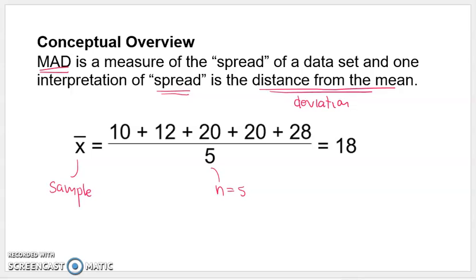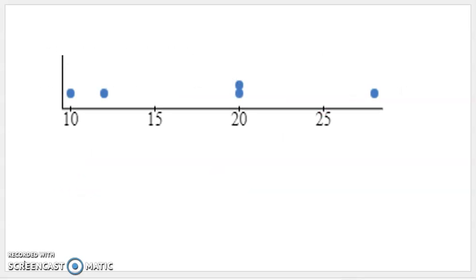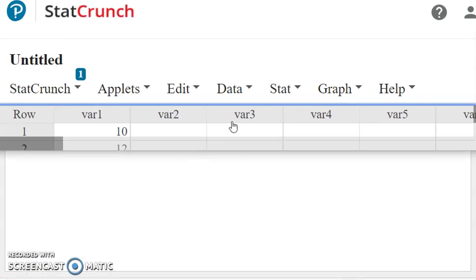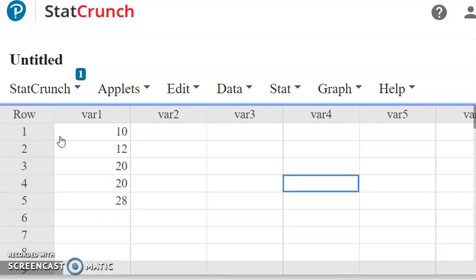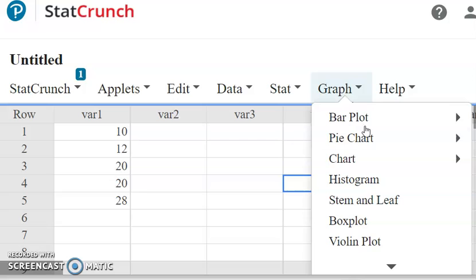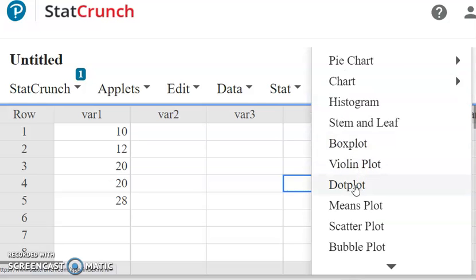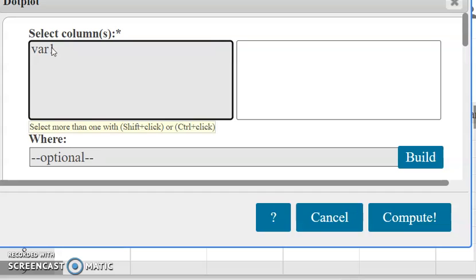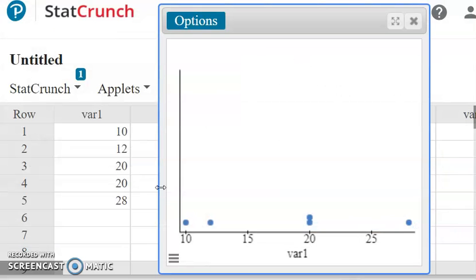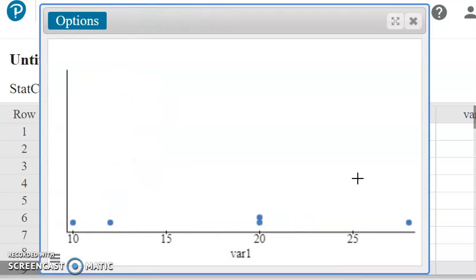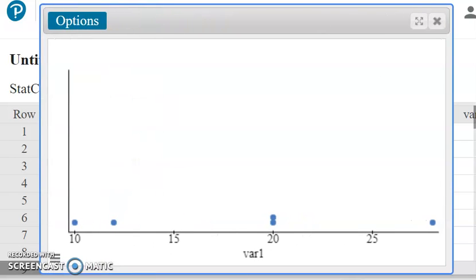Now visually, what this looks like is this, and this is a dot plot, and I'll show you really quick how I constructed this dot plot. Here is the data set right there, and all I did was I entered the data into StatCrunch. I go to Graph, and if I scroll down, one of the options is dot plot. And you need to select the variable. My data was in variable 1, so I just select that, and then I compute. And what that does is it builds a graph like this, which you can resize and copy into other documents.